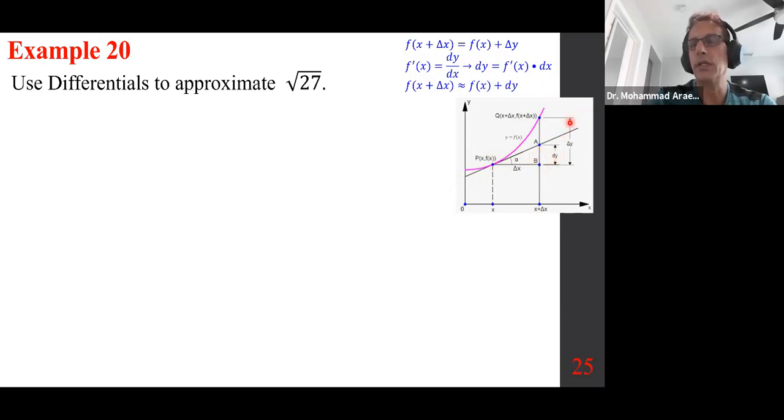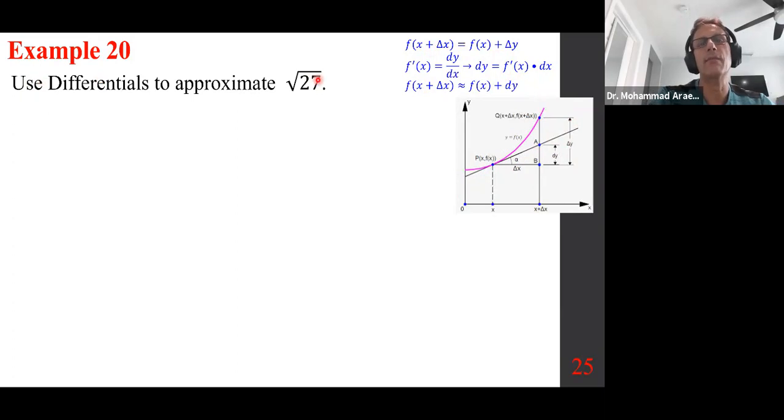So delta y is this, which is precisely f of x plus delta x minus f of x. Dy is this, which is precisely f prime of x dx. They're not equal, but we can approximate delta y by dy anytime things become difficult.